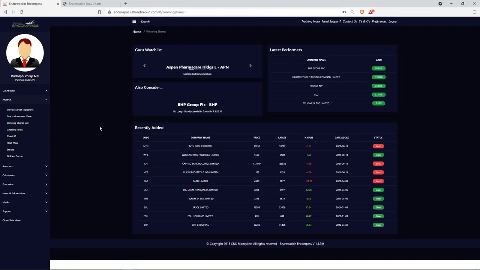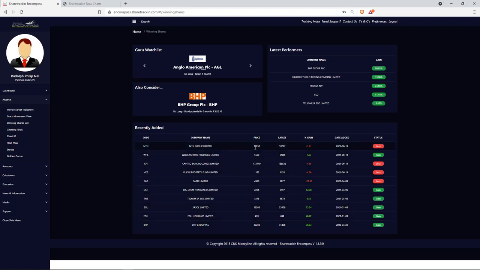Then your winning shares list. Now the winning shares list will give you winning shares that our guru has set up for us. So Guru's watch list will give us Aspen Pharmacare Holdings, Telkom SA, and Anglo American PLC, and they also consider BHP Group. Underneath latest performers, we'll get BHP Group PLC, Harmony Gold, Prosus, New Gold, and Telkom SA. So these are the latest performers on her list, and also the recently added shares. So recently added ones would be MTN, Woolworths, Capitec, Vukile Properties, Sappi, Dis-Chem, Telkom, Sasol, EOH and BHP.